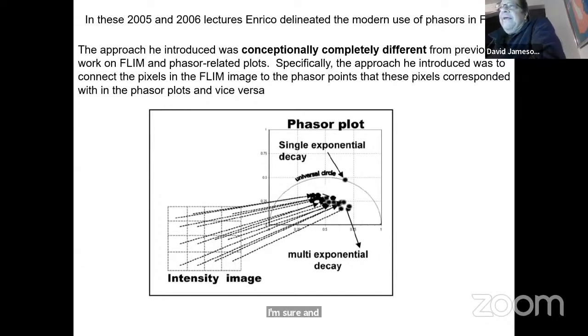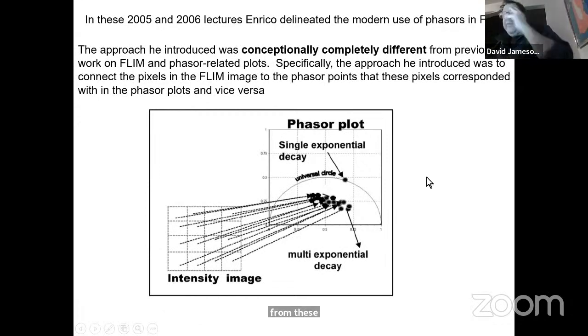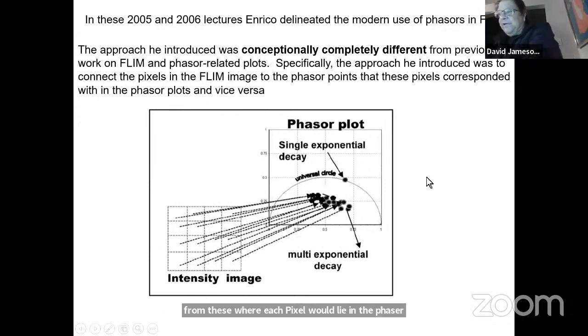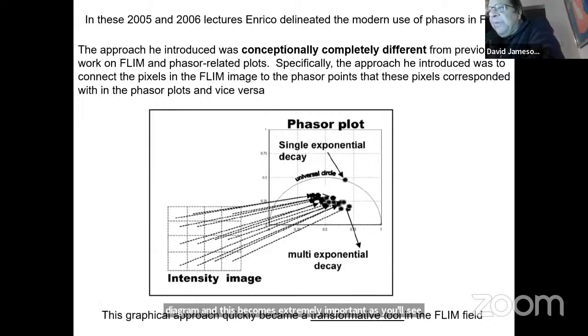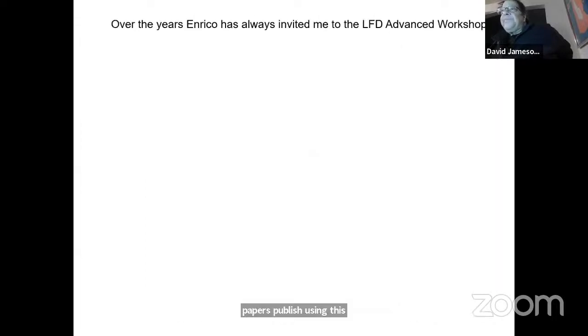Specifically, he introduced the way to connect the pixels in the FLIM image, so we can imagine that here, to the phasor points, where each pixel would lie in the phasor diagram. And this becomes extremely important, as you'll see illustrated very well in this course. And this graphical approach became a transformative tool, and now there are hundreds and hundreds of papers published using this phasor approach to FLIM.